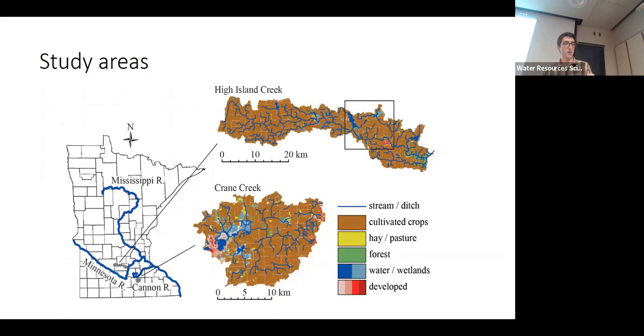The data I'm going to be showing today are from these two watersheds, High Island Creek and Crane Creek. They're both dominated by agriculture. As you can see, all the brown is cultivated cropland. Crane Creek is kind of unique, and at the headwaters, there's this big lake or wetland complex. So as you move downstream and your catchment area increases, you have this effect of increasing the proportion of cultivated land draining to each point in that stream.